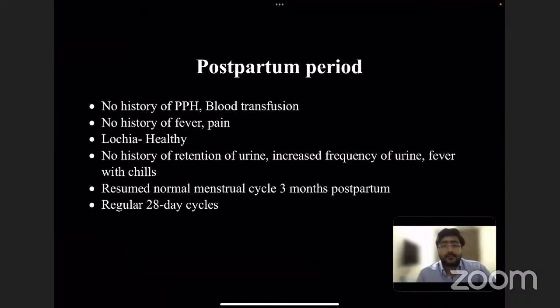And in her postpartum period, there was no history of PPH or blood transfusion. There was no history of fever or pain. Lochia was healthy. There was no history of retention of urine, increased frequency of urine, or fever with chills. She resumed normal menstrual cycles 3 months postpartum, and she continued to have regular 28-day cycles.